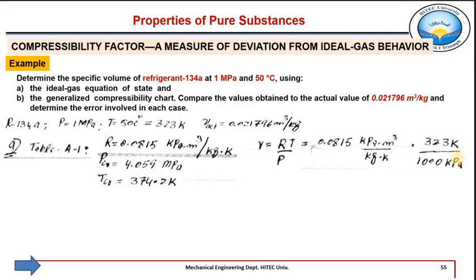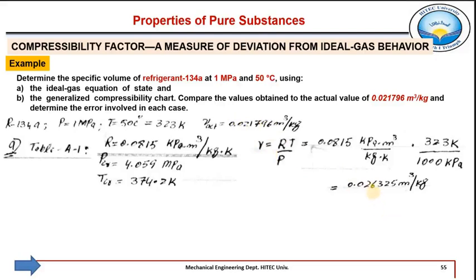Now this kilopascal will cancel with this kilopascal. Kilogram will stay there. Kelvin will cancel with this Kelvin, so the answer will be in meter cubed per kilogram. So the volume comes out to be 0.026325. Now this is the volume which we have calculated using the ideal gas equation, and this is the real volume.